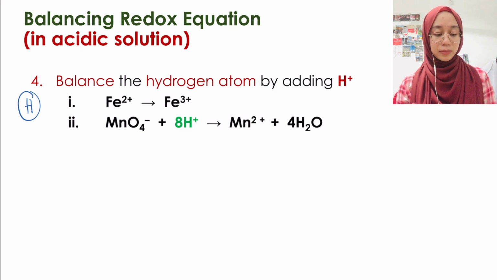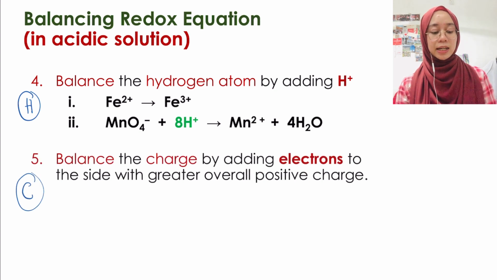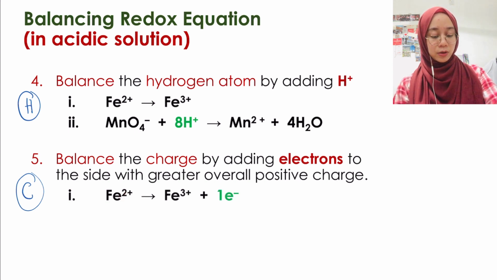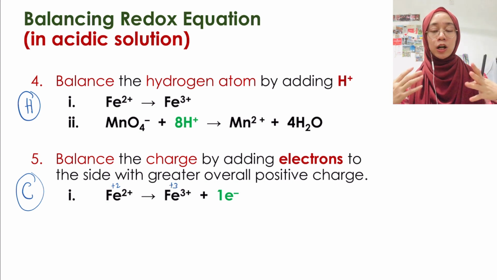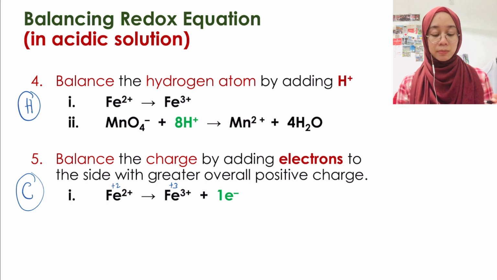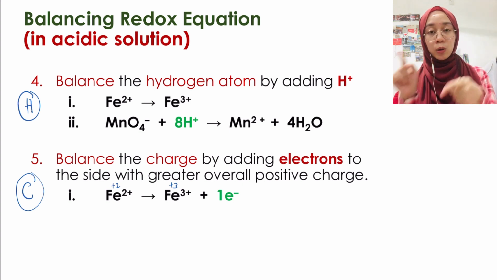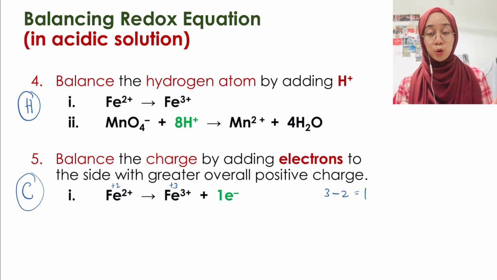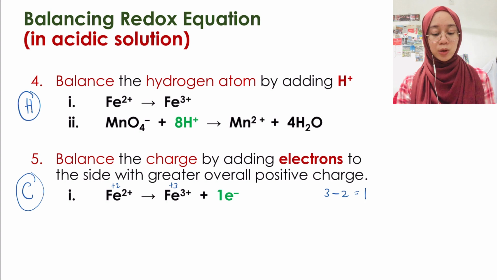Okay, and then kita balancekan the charge pula. Okay, yang kelima ni kita nak balancekan charge. So we balance the charge by adding electrons to the side with greater overall positive charge. Okay, so macam ini sebenarnya very simple. Yang ni kalau kamu tengok plus 2 untuk yang sebelah kiri, yang sebelah kanan pula plus 3. So kalau kamu nak tahu berapa banyak elektron kamu kena tambah, basically kamu cari charge yang besar tolak charge yang kecil. Okay, so 3 tolak 2 kamu dapat 1. So that is why kamu kena tambah 1 elektron.